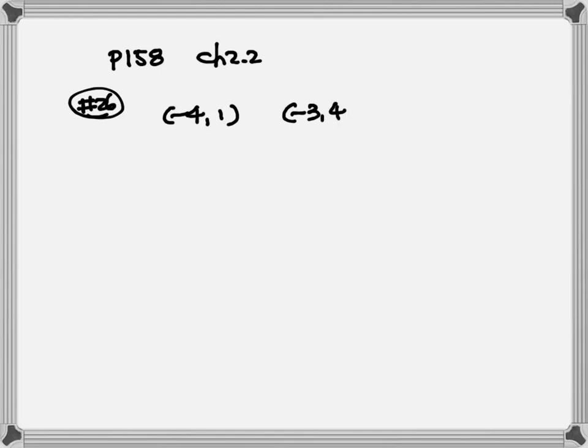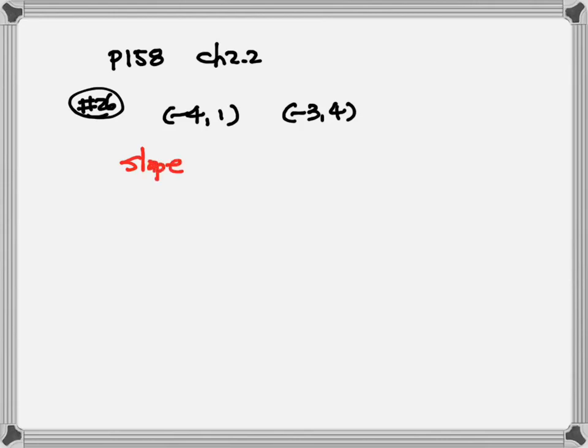Okay, page 15A, section 2.2. Let's look at number 26. Number 26 gives us 2 points, (-4, 1) and (-3, 4). They want us to find the slope. Let's write down the slope formula.